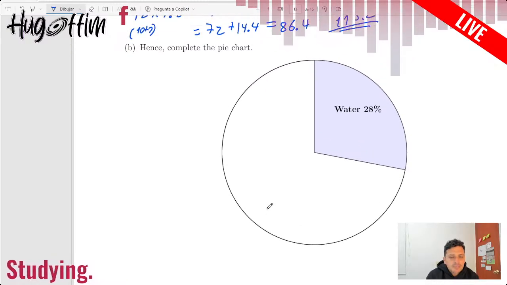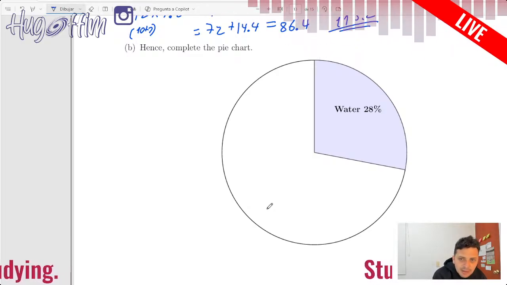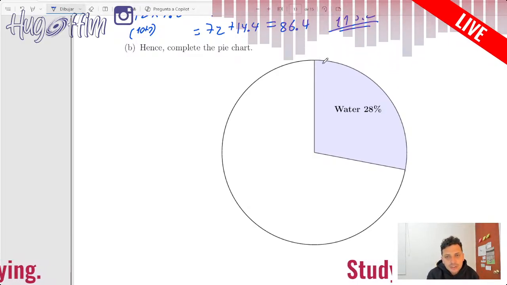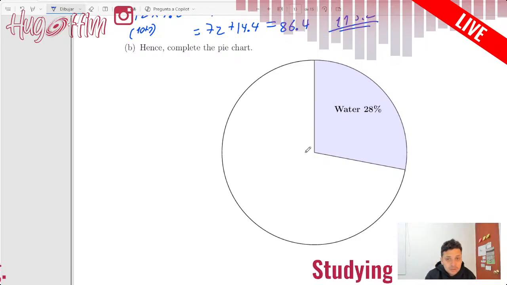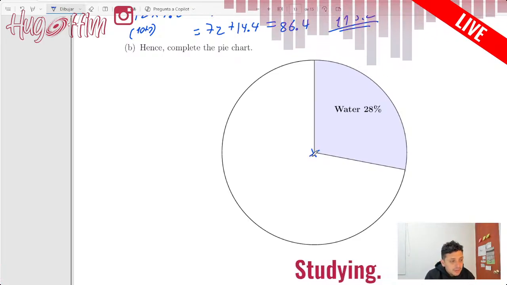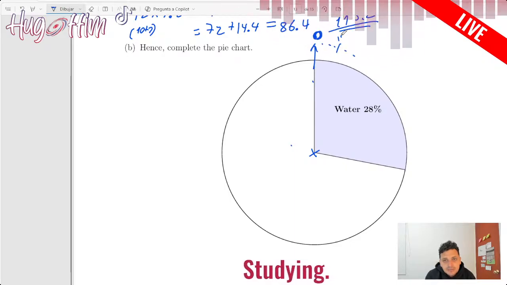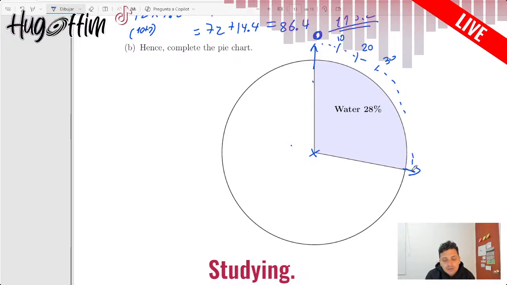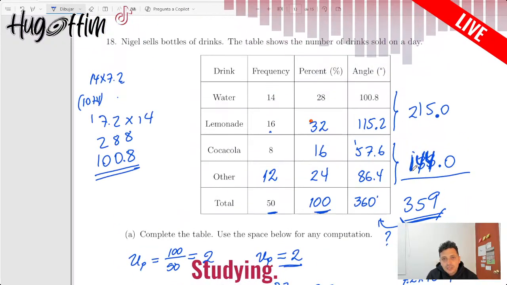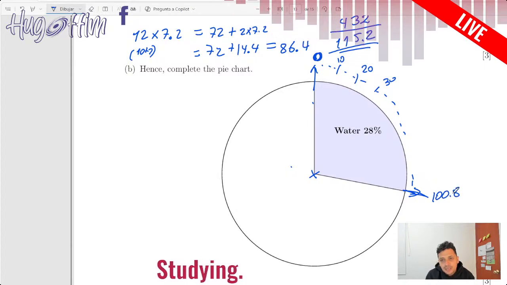Okay, and complete the pie chart. The problem is that I don't have a way to show you how to use a protractor in this program, because the only thing you need to do is to measure with a protractor. So you need to put your protractor, the center of the protractor must be here. Your protractor should mark 0 here, and then by observing the counting 10, 20, 30 in your protractor, you must reach the angle that is being asked. For example, in water that says 28%, you must go until the protractor shows you 100.8.